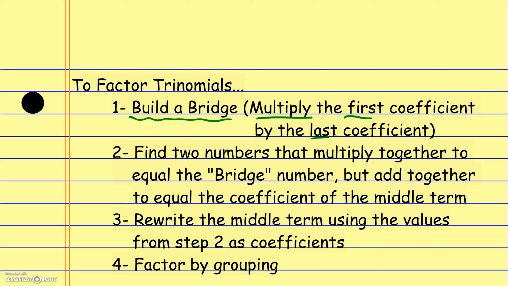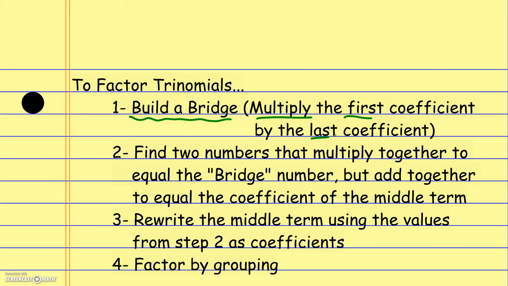Then we're going to find 2 numbers that multiply together to give us the number that we got from the bridge, okay? So the number from step 1, but add together to give us the middle coefficient. And really, in these 2 steps, we're getting all 3 terms involved. We do first coefficient times last coefficient, which gives us the bridge. So we need 2 numbers that multiply together to give us that, but add together to give us the middle coefficient. So now we're using all 3, all right?